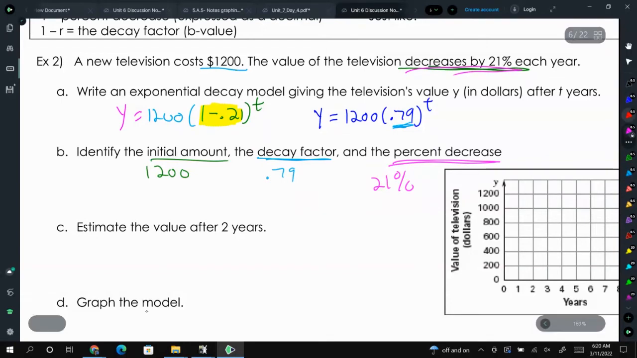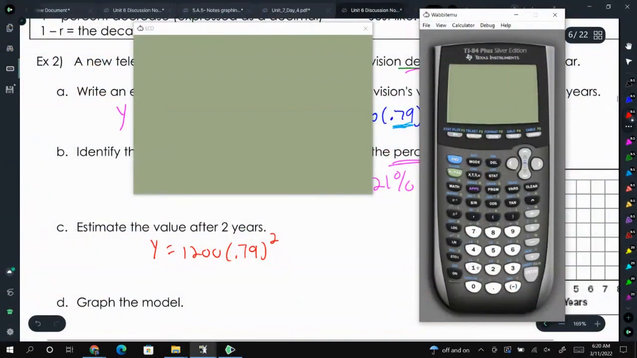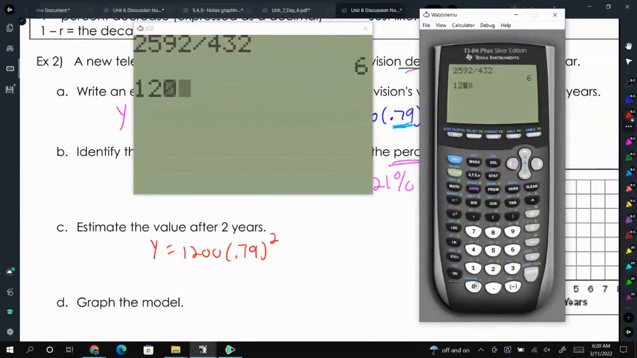Estimate the value after 2 years. So we're going to plug in 2 for t. So 0.79 raised to the second power. So in the calculator, we're just going to type in 1,200 times 0.79 raised to the second power, and we get 748.92.